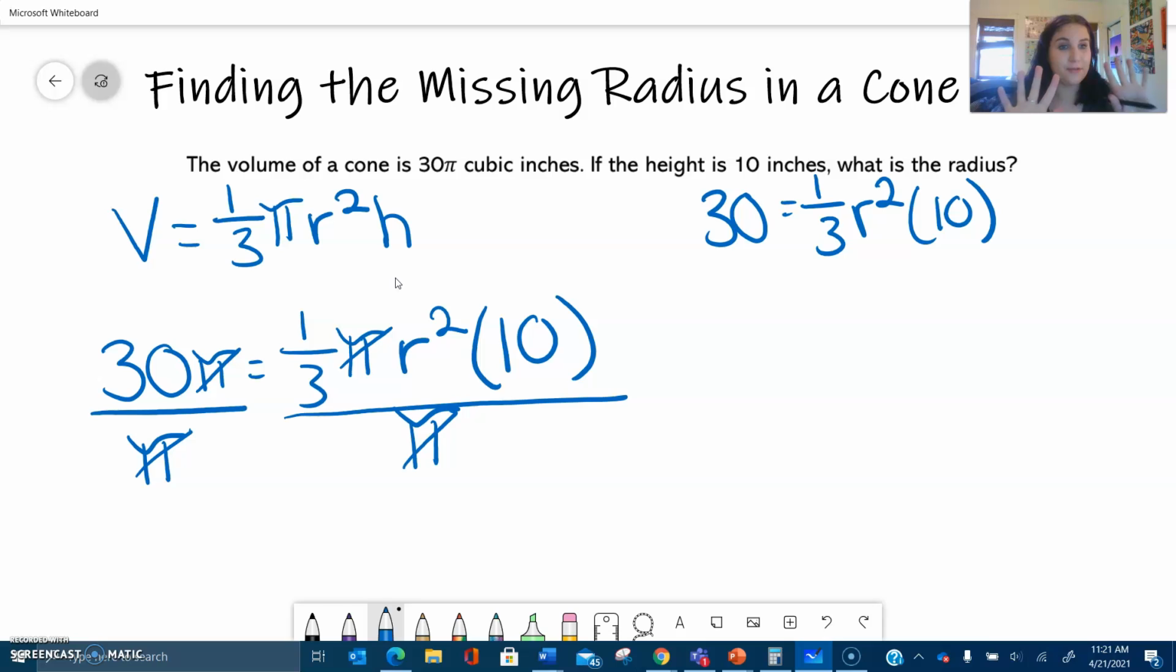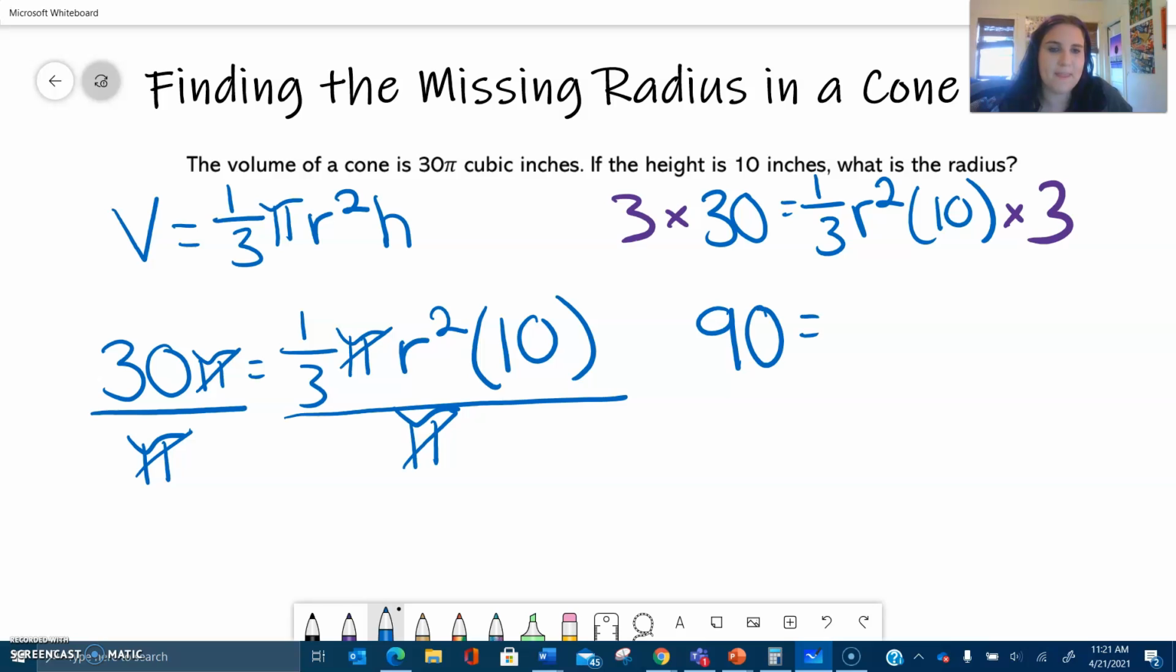Since 1/3 and 3 are opposites, 1/3 times 3 equals 1. So I'm going to multiply both sides, not by 1/3, both sides of the equation by 3. So on the left, 3 times 30 equals 90. And I did this so that I could get rid of the fraction. So 1/3 times 3 equals 1. So we can cross those out. So then I'm left with 90 equals r squared times 10.